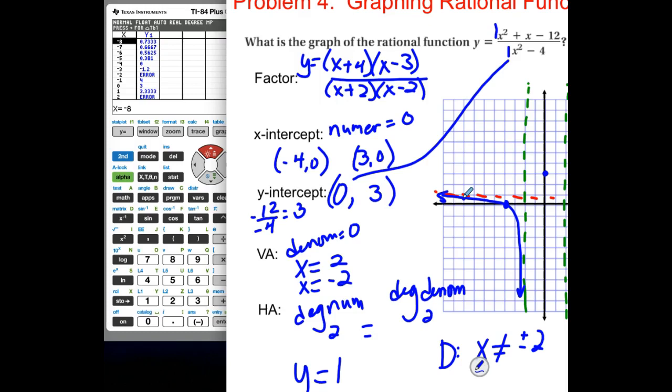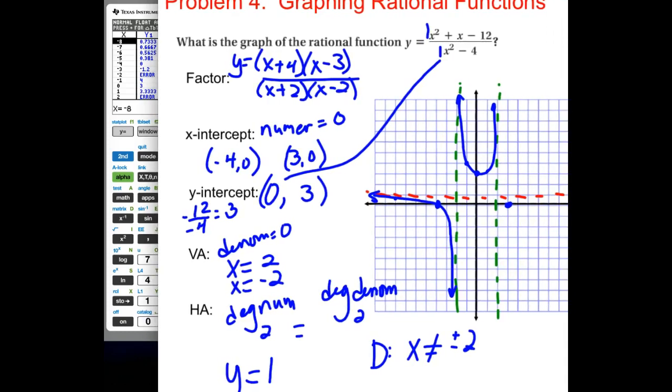At -1, I'm at 4. We already have our point at 0. And at 1, we're at 3.3, 3 1/3. Okay, so we have some dots. We can draw our little U-shaped curve. Remember, it is approaching those asymptotes. And then we need some values that are beyond X equals 2. We already have the point 3, 0.